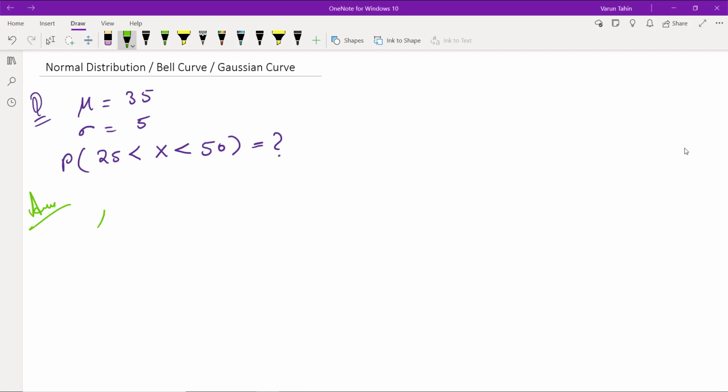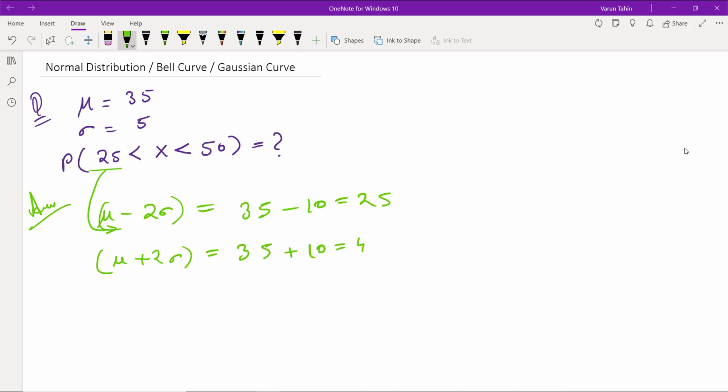Now as we have seen, mu minus 2 sigma comes up to 35 minus 10, which is 25. So the left hand is sufficed by this. But we have seen that mu plus 2 sigma is 35 plus 10, which is 45. So we have to extend this range because we are desiring 50. Let's calculate mu plus 3 sigma. So this will be 35 plus 3 into 5, which is 15. So this comes up to 50. So this is the right one which we are expecting.